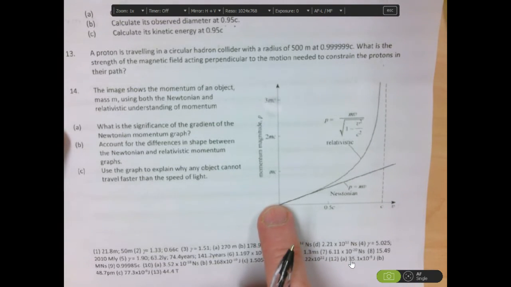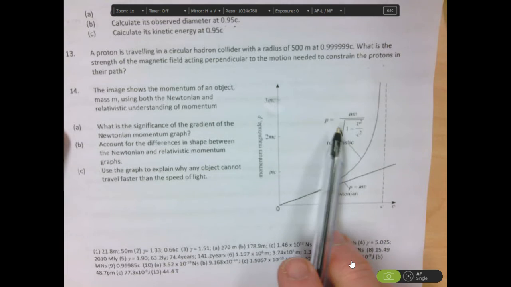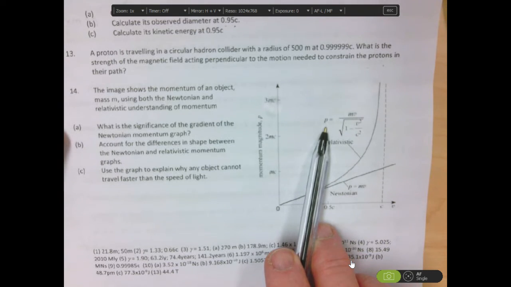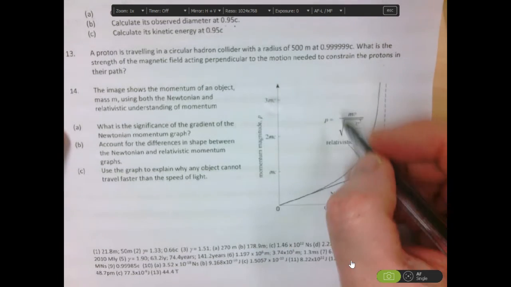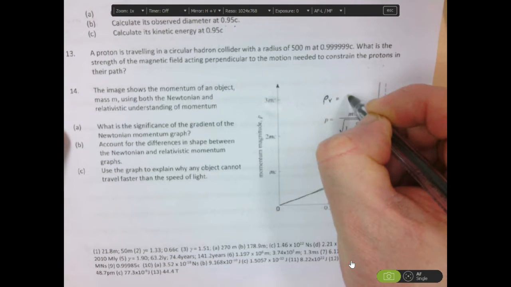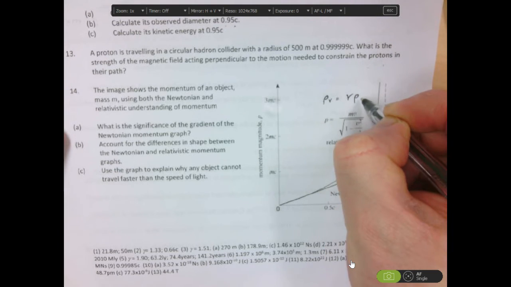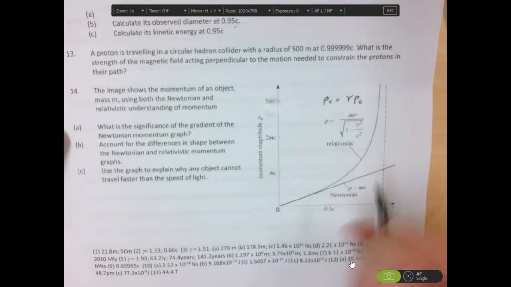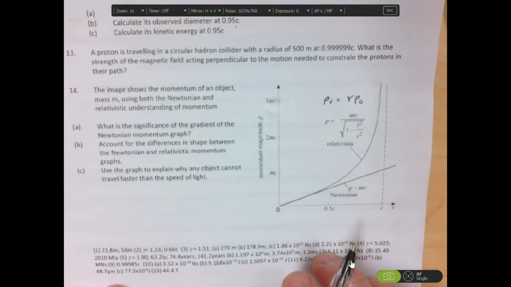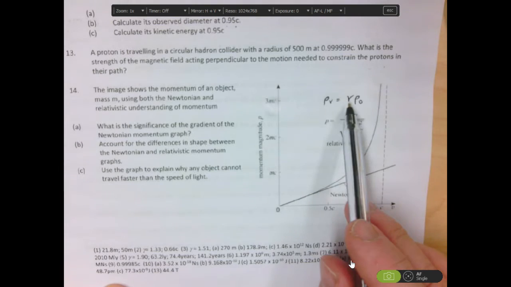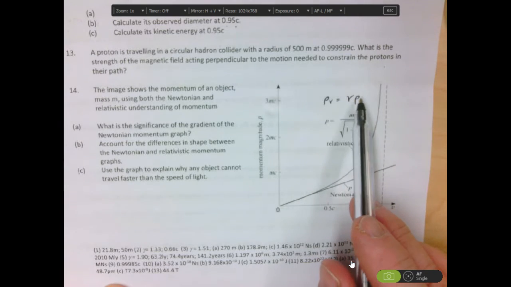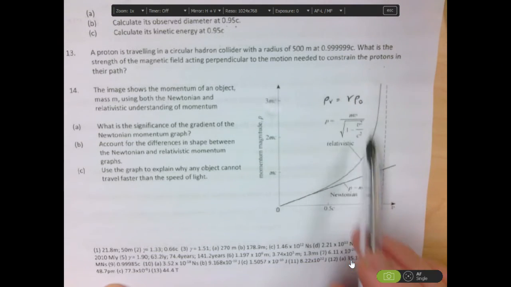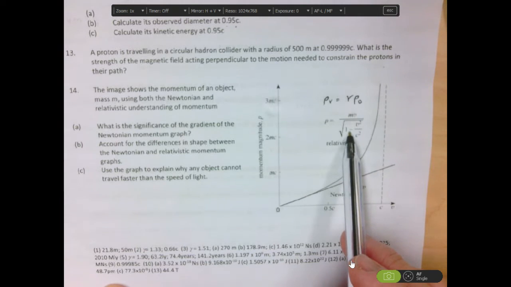However, if we plot the formula for relativistic momentum, which says relativistic momentum is given by this, now that simply is p equals gamma rho naught. It's not actually a p, it's a rho. That one there. When you put that into the formula, that's just going to be mv on the top times the gamma factor, which is what you've got here. Okay.